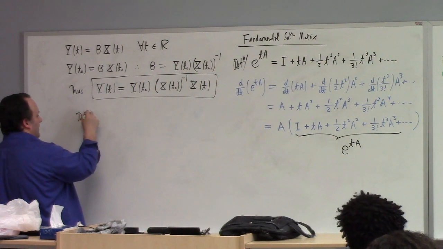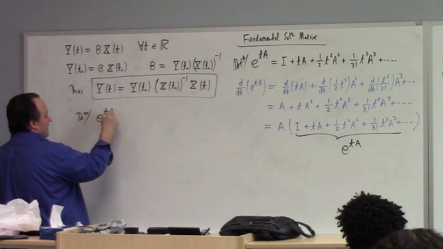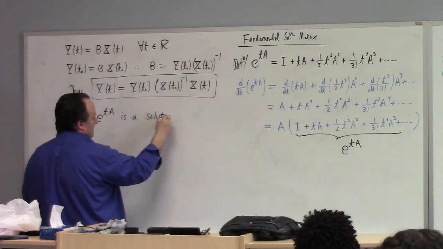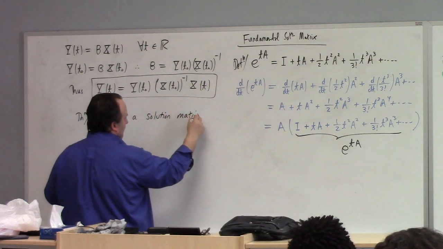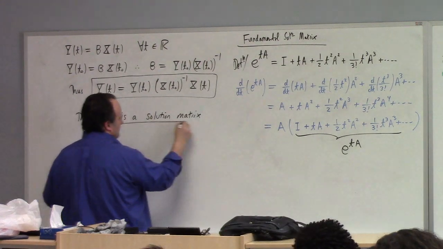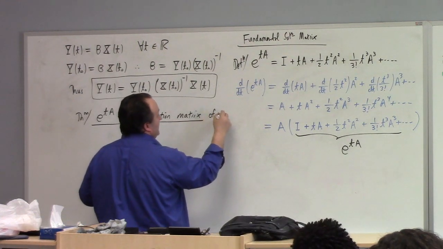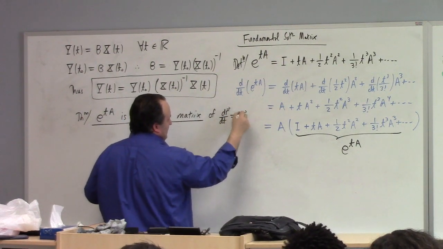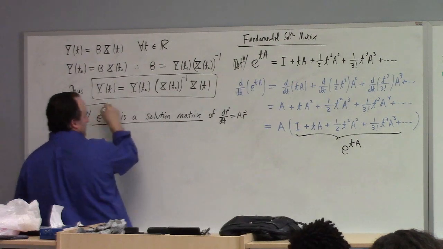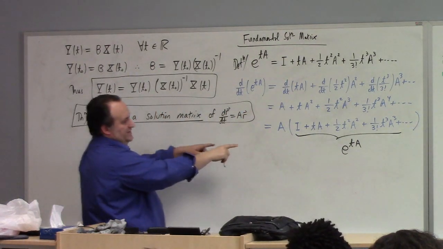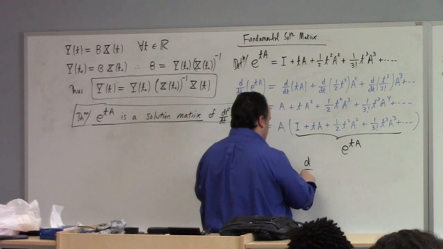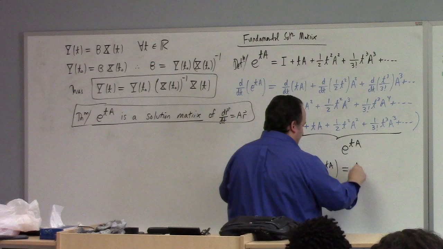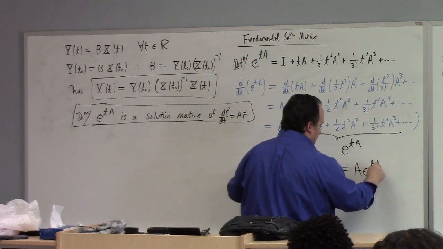Theorem. E to the ta is a solution matrix of dr dt equals ar, right? It solves the necessary equation, right? You see that? d dt of e to the ta is equal to a times e to the ta.